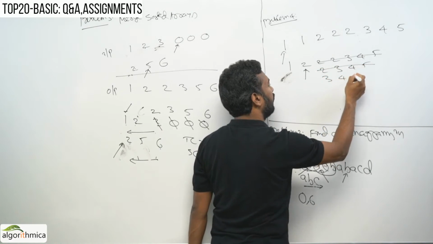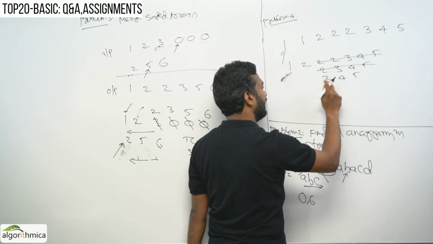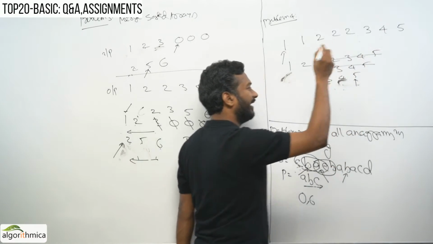That means 3, 4, 5. 2, 3 not equal, move to the next guy. 3, 4 not equal, shift to the next guy. 4, 5 not equal, shift. 5, end of the array.